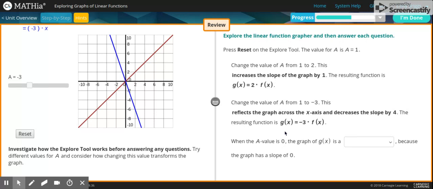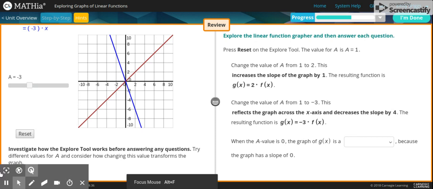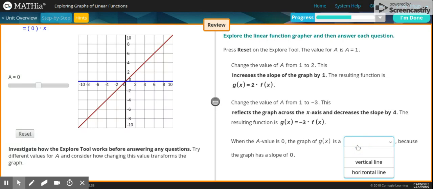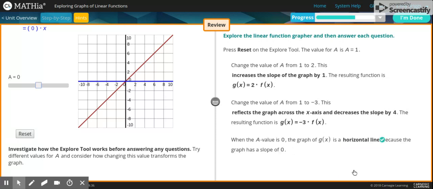When the a value is 0, so we're going to reset, and then you're going to bring it down to 0. The graph is a vertical line or a horizontal line. A vertical line is up and down, and a horizontal line is left to right, so it's a horizontal line because the graph has a slope of 0. So it doesn't move anywhere.